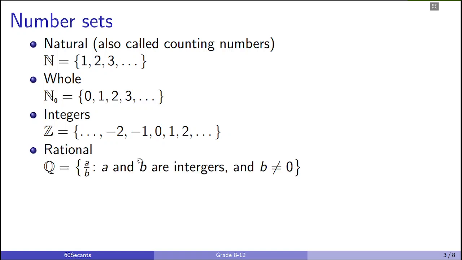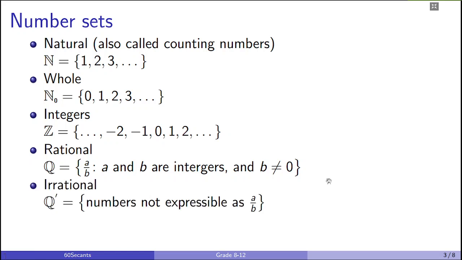Then we have rational numbers. So rational numbers are also what you might call fractional numbers. They are those numbers that can be written as a number divided by another one. And I should also note that you can't divide by 0. That is undefined behavior.